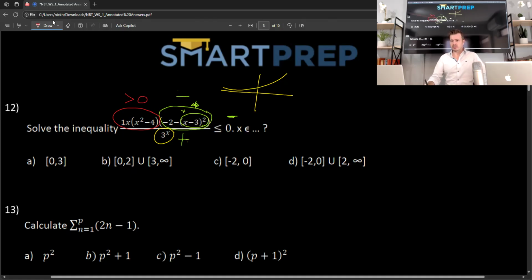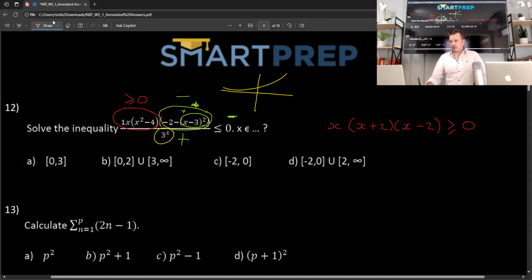Okay, so let's just solve for that part there. All right, so we have 1x, which is just x. X squared minus 4 factorizes as (x plus 2)(x minus 2), right? It's a difference of squares. Okay, and that all has to be greater than or equal to 0.